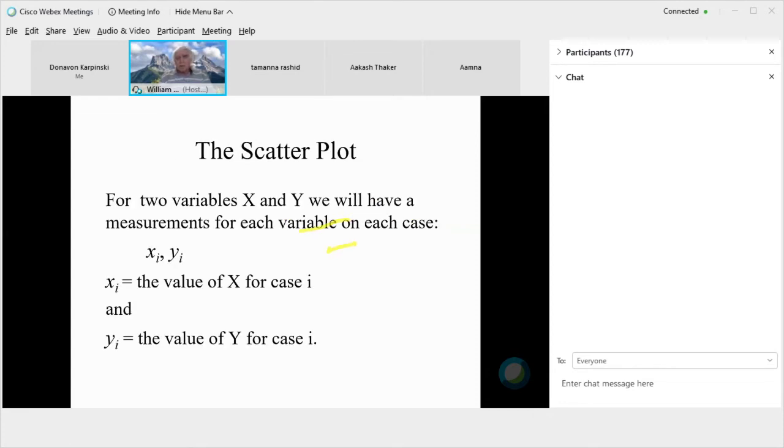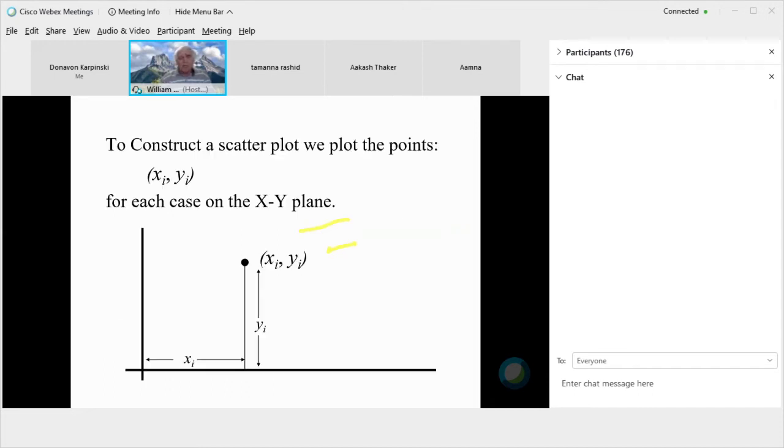So you've got data collected on two variables, x and y. A measurement of x and a measurement of y will be done for each case. xi is the value of x for case i, yi is the value of y for case i as well. To construct a scatter plot, we plot the point (xi, yi) for each case.